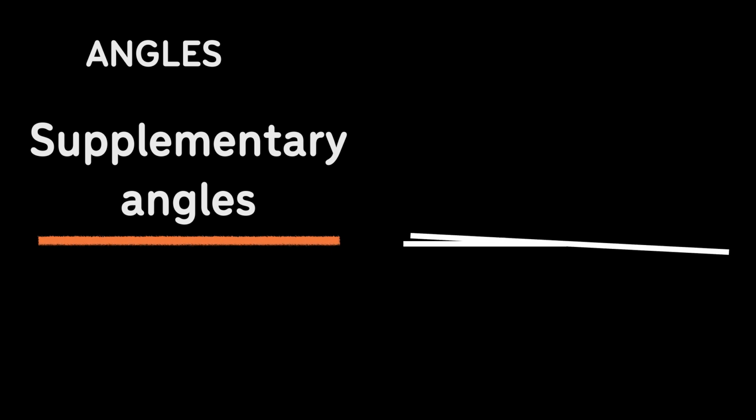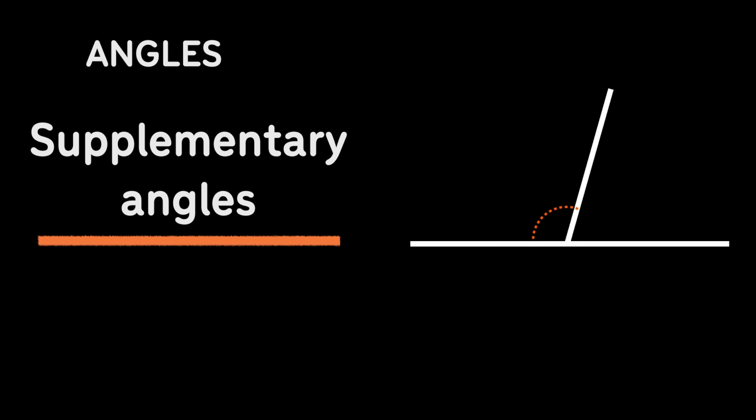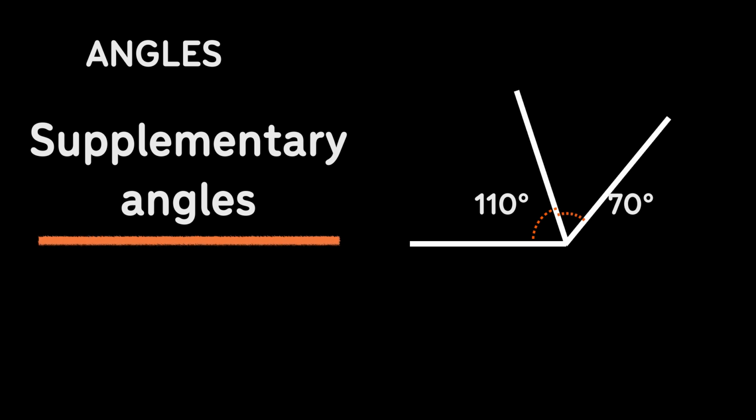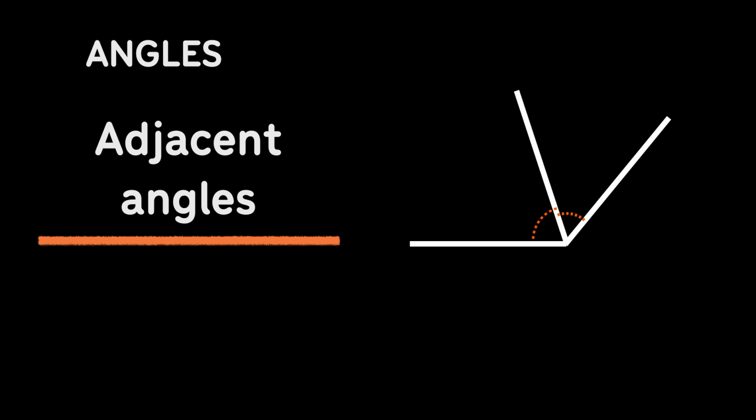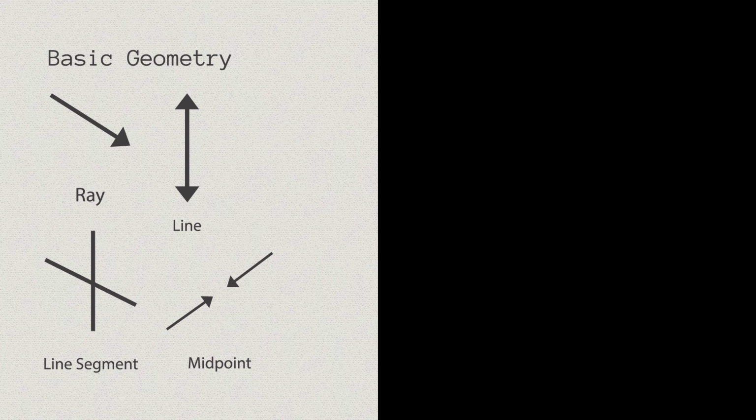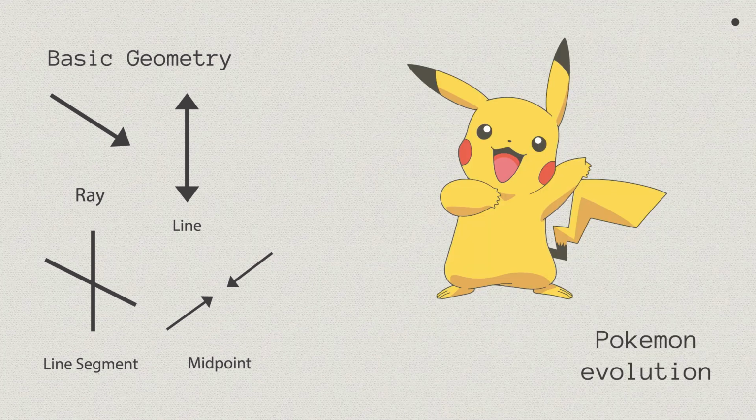Supplementary angles, on the other hand, are like two sides of a seesaw balancing each other out to form a straight line. If one angle is 110 degrees, the other must be 70 degrees to complete the 180. We've also got neighbor-like angles known as adjacent angles. Okay. We've learned about points, lines, angles, but what happens when you start connecting those angles and lines to form something more complex? Well, your basic geometry gets a Pokemon evolution and turns into polygons.